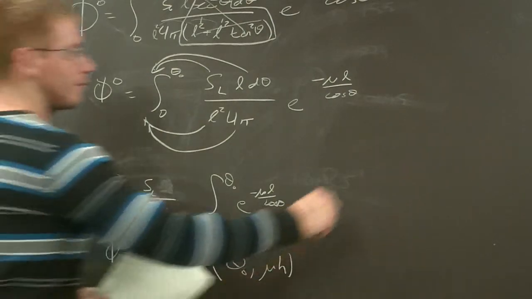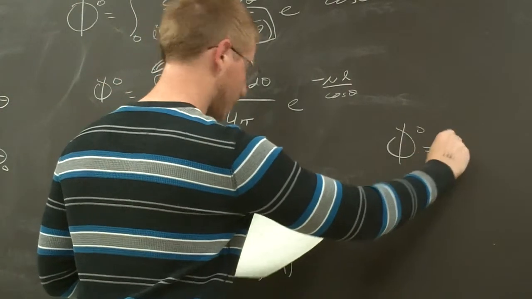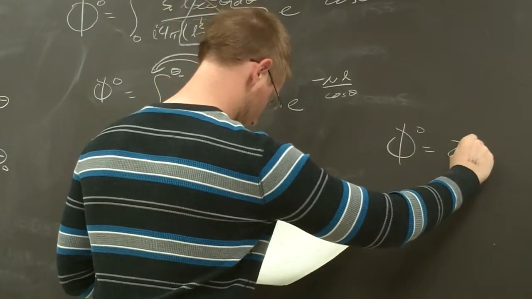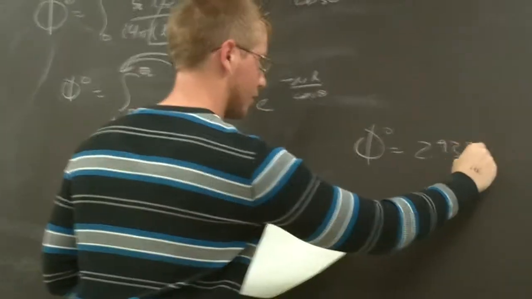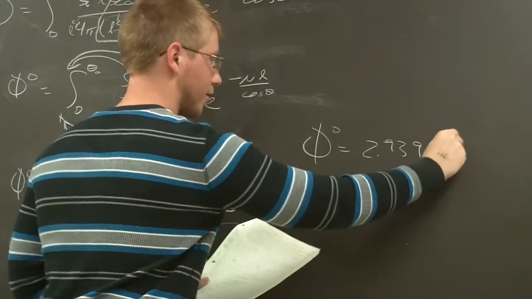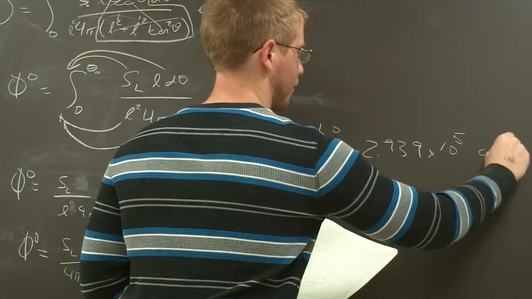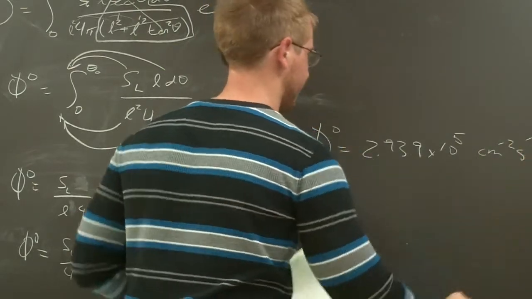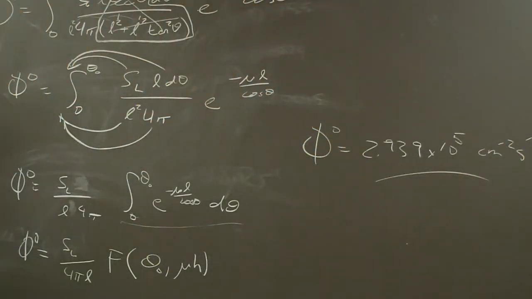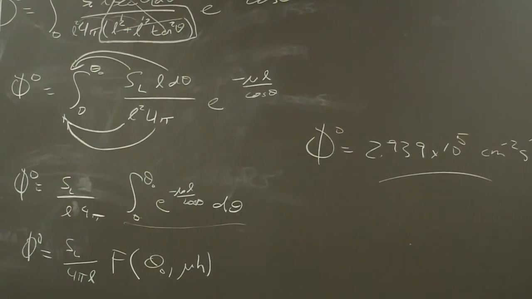And you get phi is equal to 2.939 times 10 to the 5 per centimeter squared per second. And now the hard part is over. Because then you just do the exact same thing that you did on the previous problem.